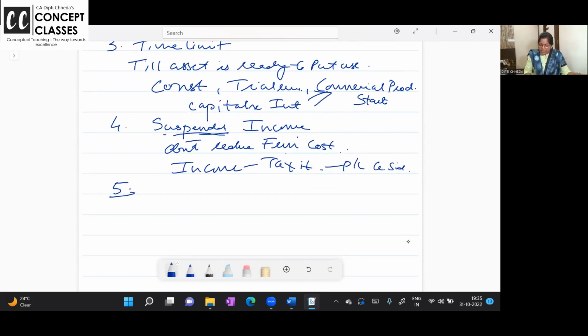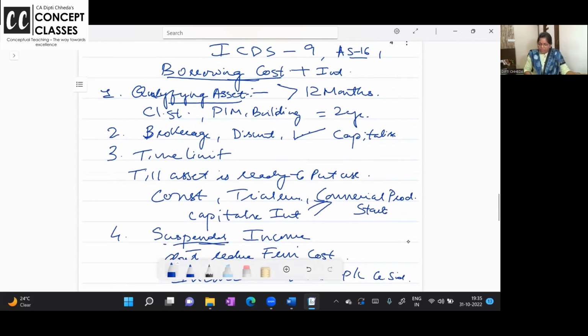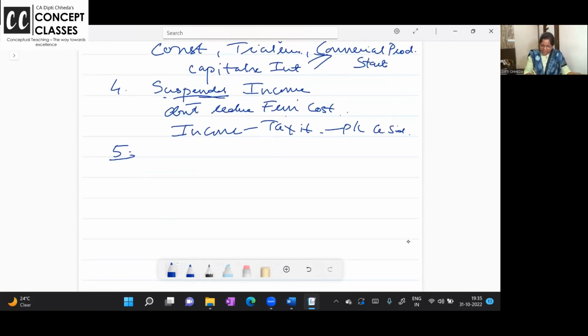Next, you can take a loan for this qualifying asset in 2 ways. Specific borrowing: sometimes you borrow the money specifically for plant and machinery A. Then add all the interest to plant and machinery A. I have taken a specific loan from the bank at 10%, so this whole 10% interest will be added in the specific borrowing.